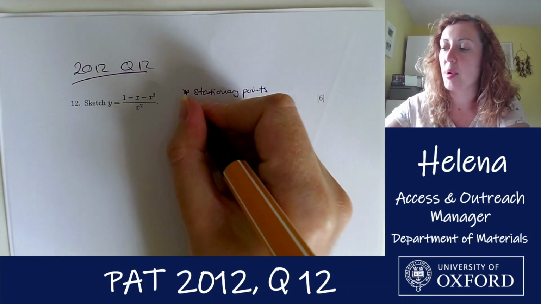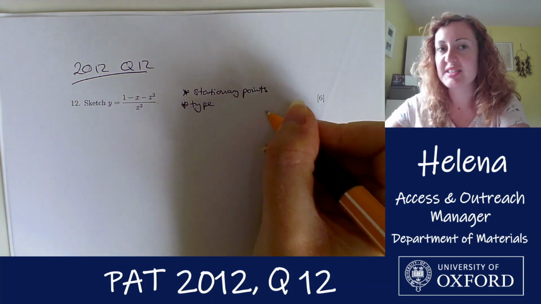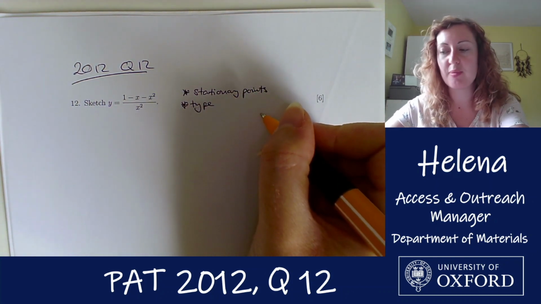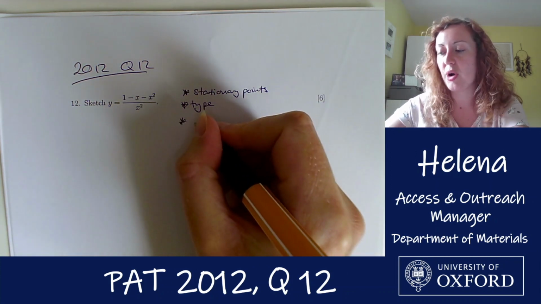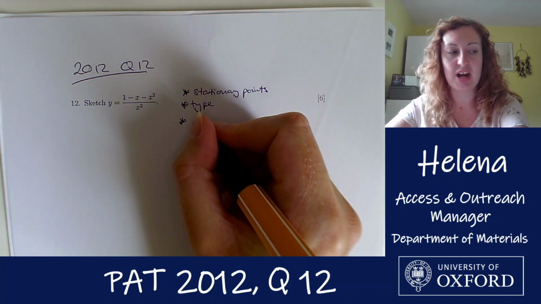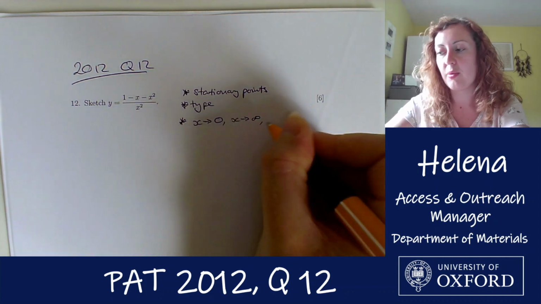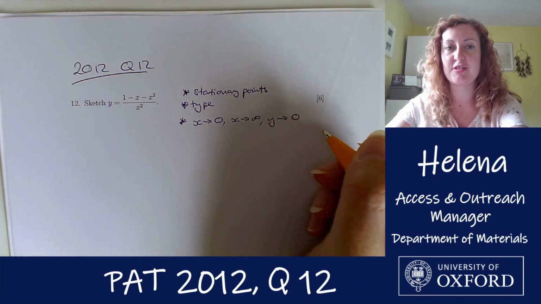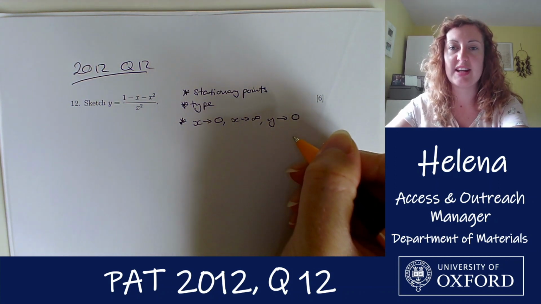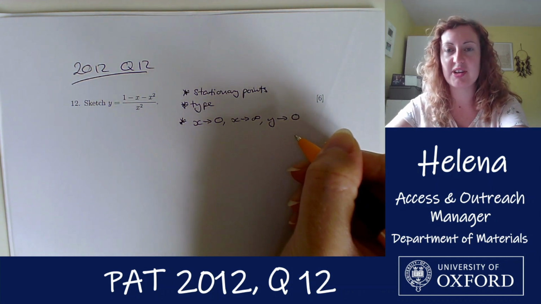And not only that, we'll probably want to know the type of stationary point, whether it's a maximum or a minimum. And we also want to know what happens at various limits on the graph. So as x goes to 0 or x goes to infinity, y goes to 0, etc. And we might also want to find out if there are any intercepts of the axes that might be helpful.